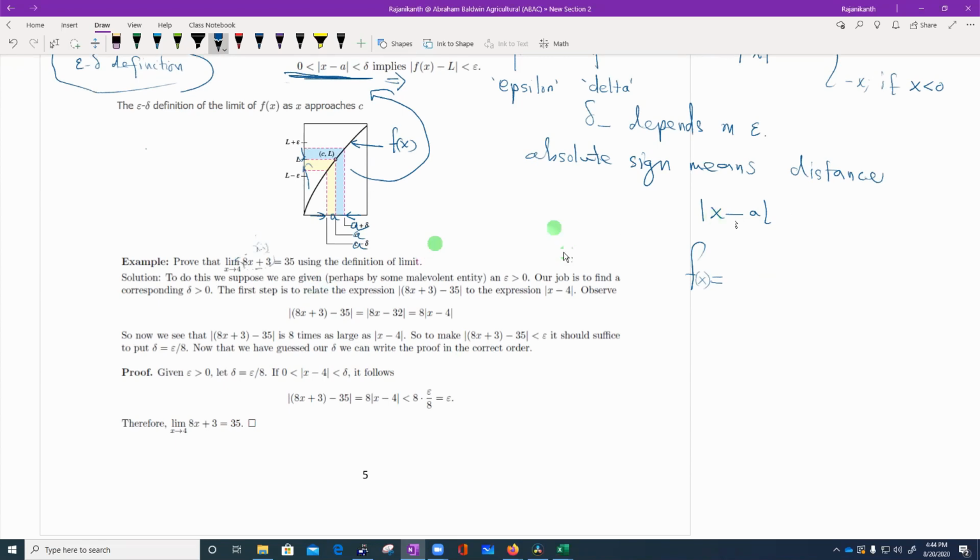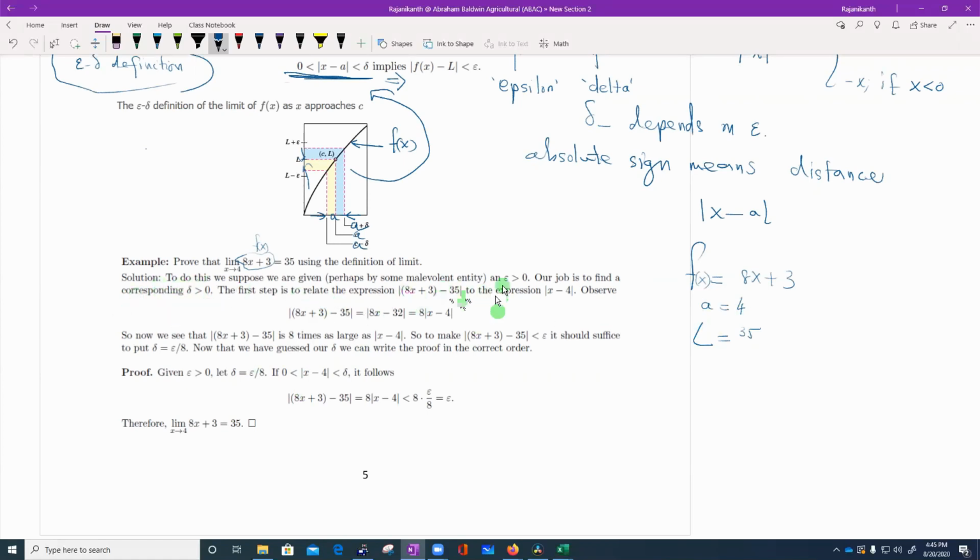So your function in this problem is 8x plus 3. What is a, where x approaches a? Here x approaches 4, therefore a is 4. And the limiting value of the function they are telling is 35. So first of all, you need to identify these, and after that, you look at this.